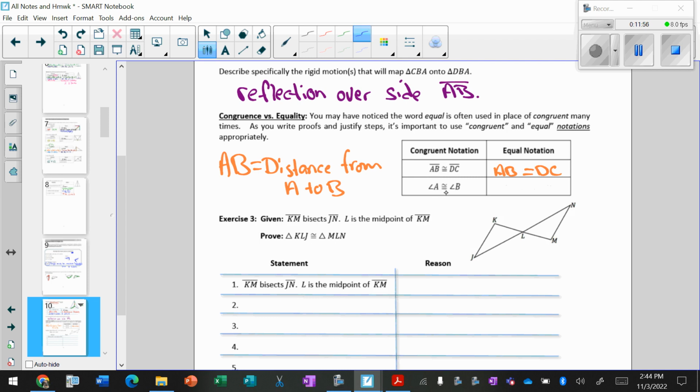For angle measures, you can say that angle A is congruent to angle B. The congruent symbol means they are the same size and the same shape. If you want to use an equal sign, which implies the use of numbers and that they are the same angle measure, then you would say the measure of angle A equals the measure of angle B. So without the squiggly part over the equal sign, you have to include the M for the measure of the angle. That implies the use of numbers to say the two angles are the same size.